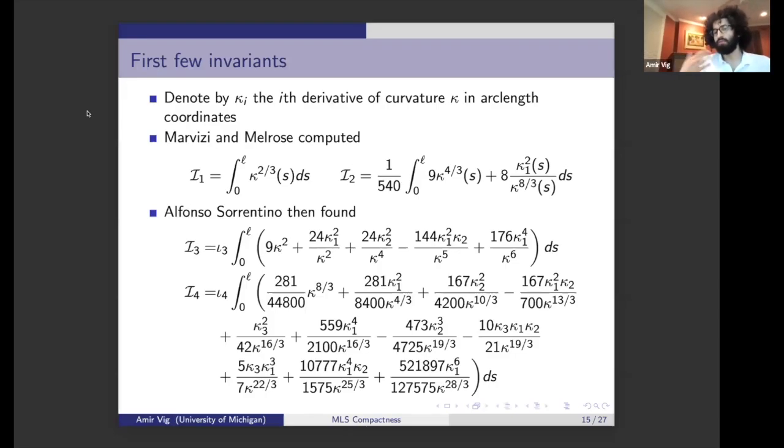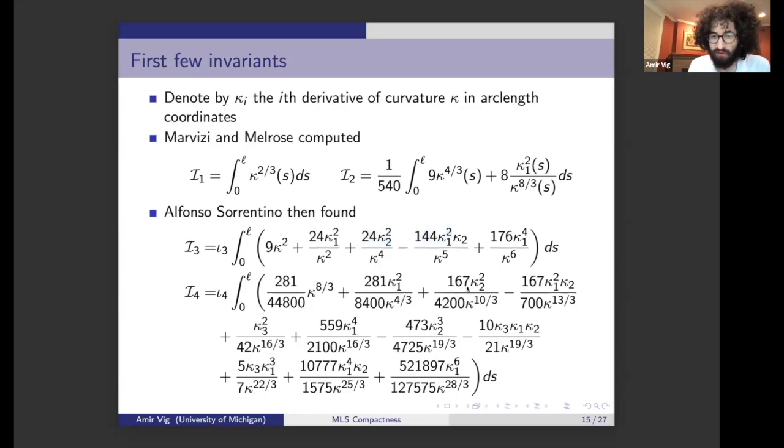But these are the first two formulas that I saw that made me want to prove compactness in the beginning. And what I noticed is the following. I1 has no derivatives of curvature. I2 has one derivative of curvature, and it appears with a square. Okay. I3 has at most two derivatives of curvature, and it also appears with a square.